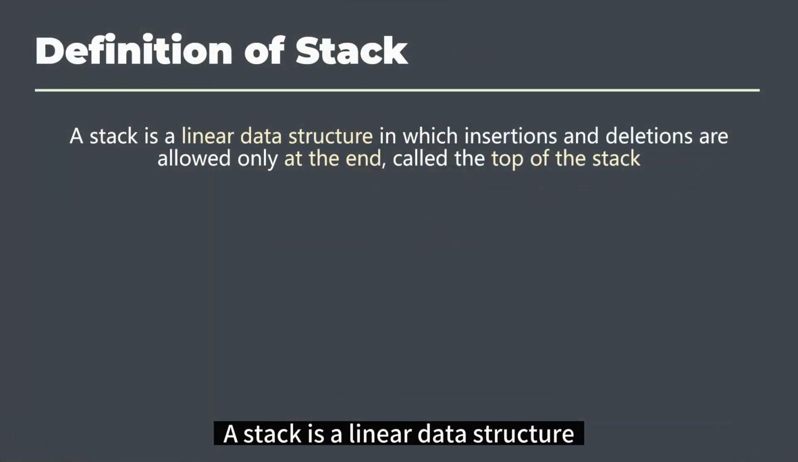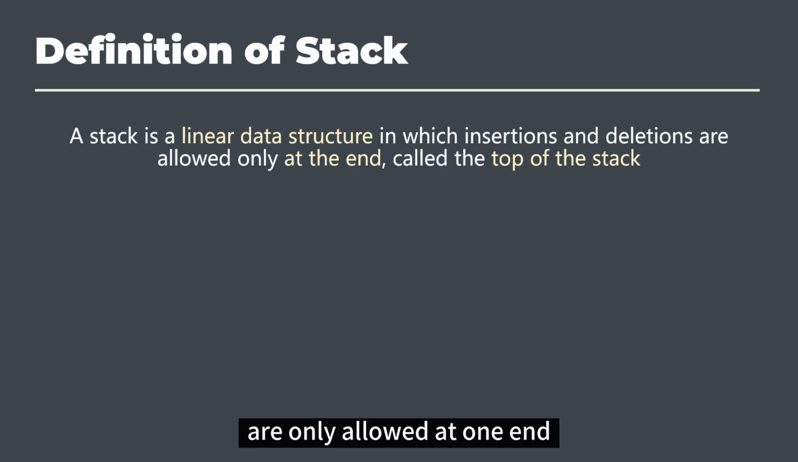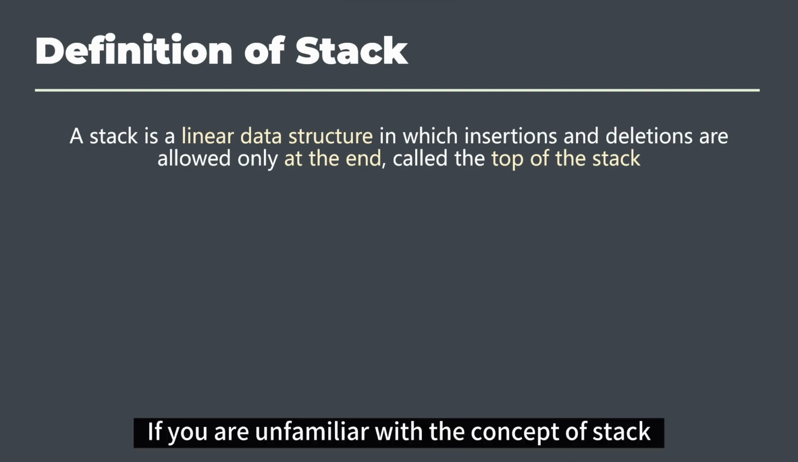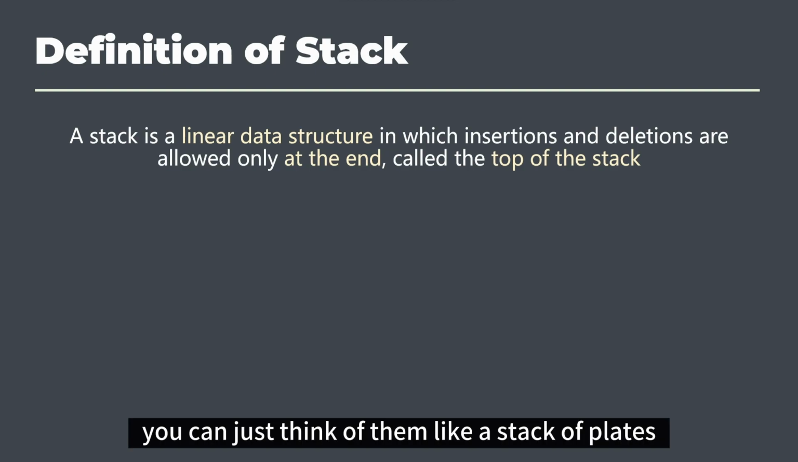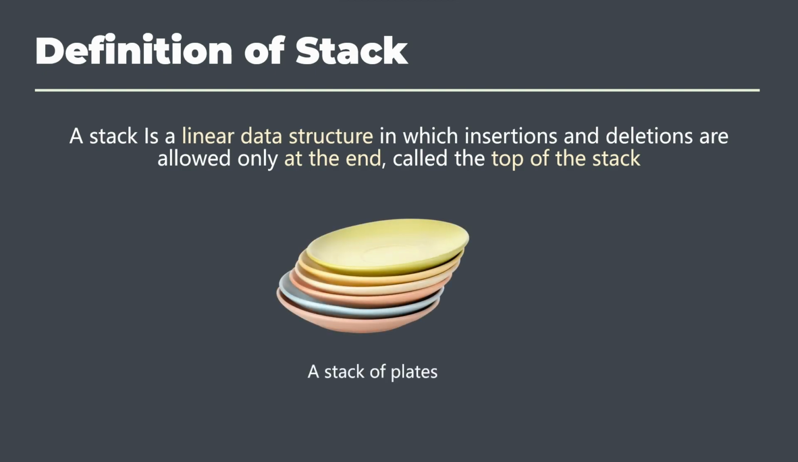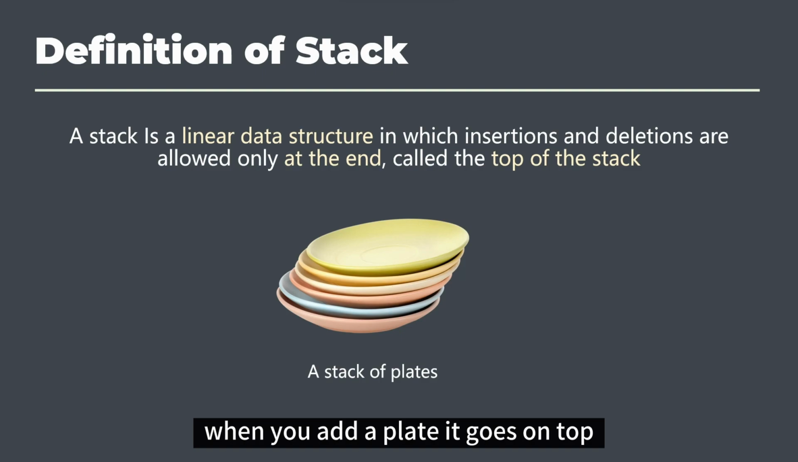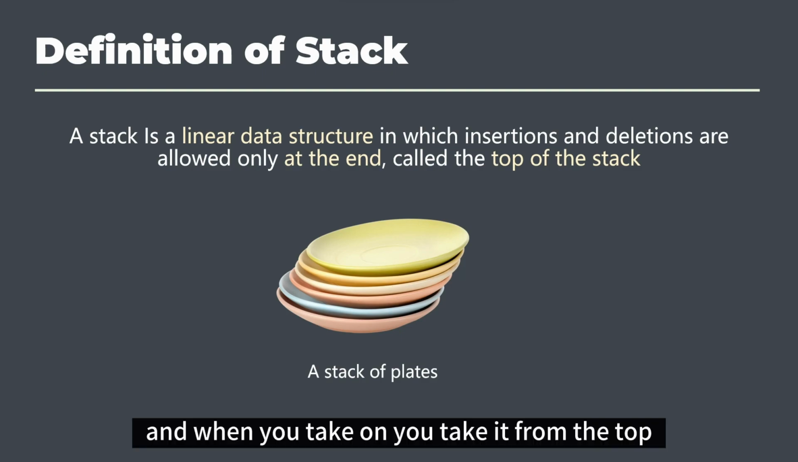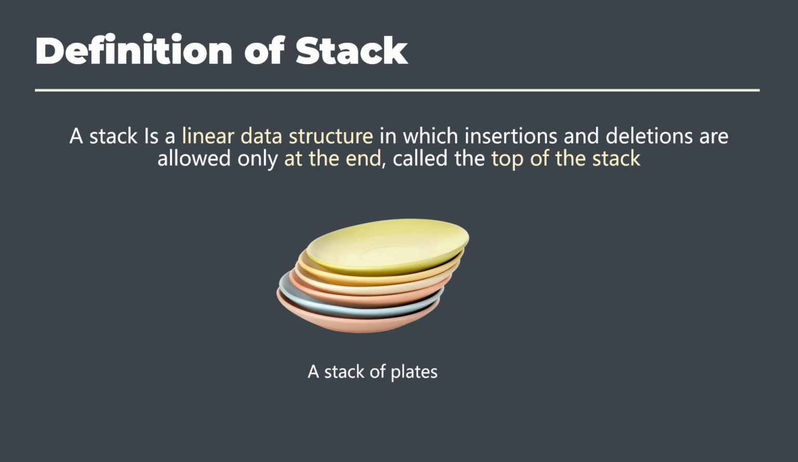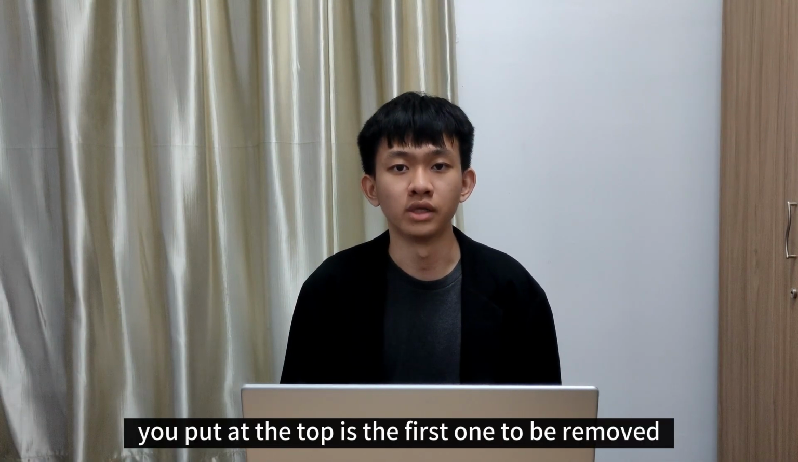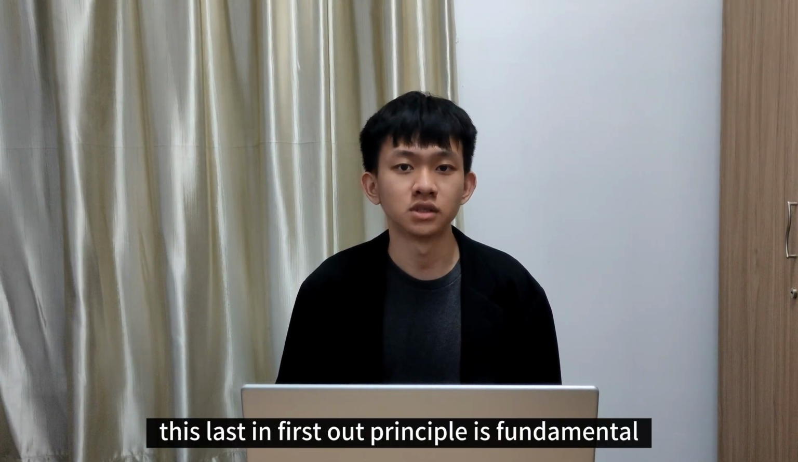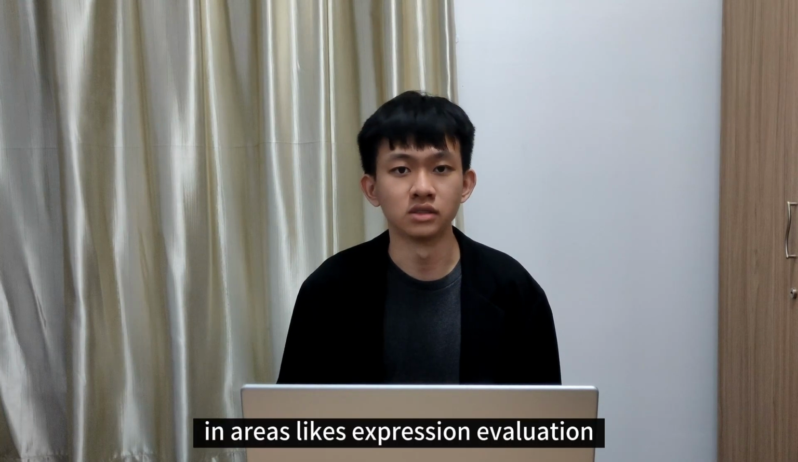A stack is a linear data structure where insertions and deletions are only allowed at one end, known as the top of the stack. If you are unfamiliar with the concept of stack, you can think of it like a stack of flags. When you add a flag, it goes on top, and when you take one, you take it from the top. The most recent flag you put at the top is the first one to be removed. This last in, first out principle is fundamental in areas like expression evaluation.